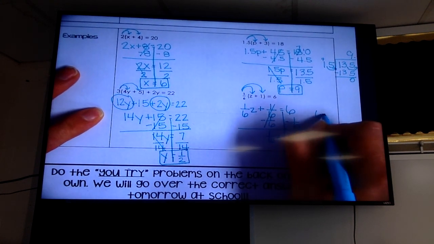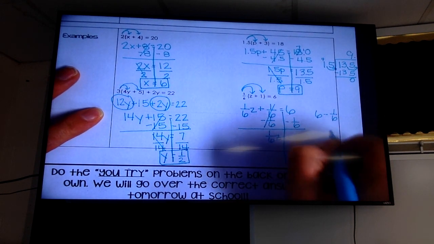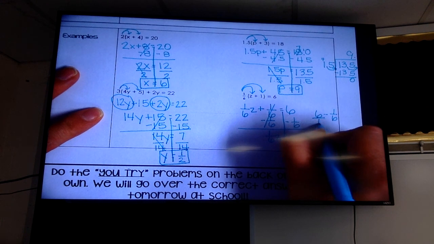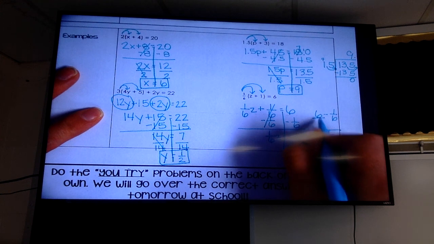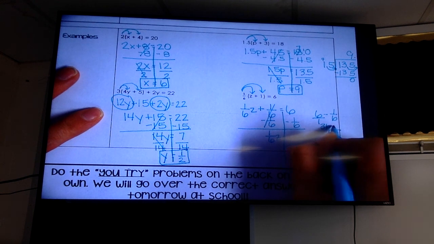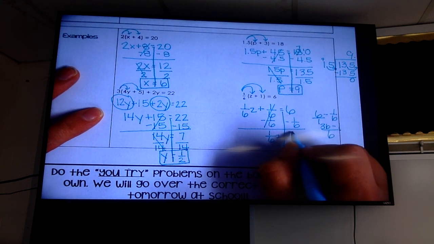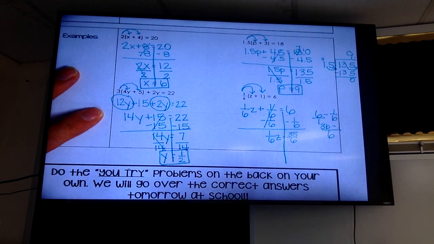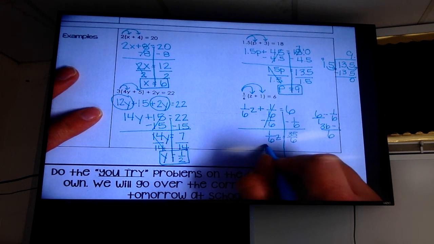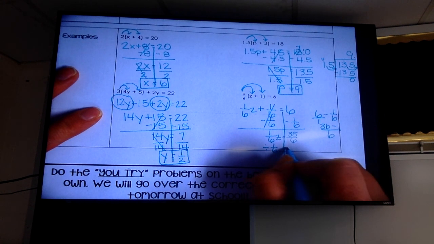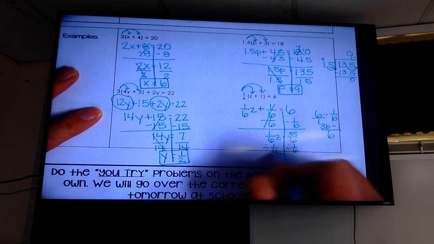It says 6 minus 1/6. Okay, I need a common denominator, and right now my denominator here is 1. So I'm going to use 6. 6 times 6 is 36. That's going to stay as a 1, so it's going to be 35 over 6, and I'm going to leave it like that. Okay, fraction next to a variable means to multiply, so the opposite of multiplication is division, so I know I need to divide both sides by 1/6.